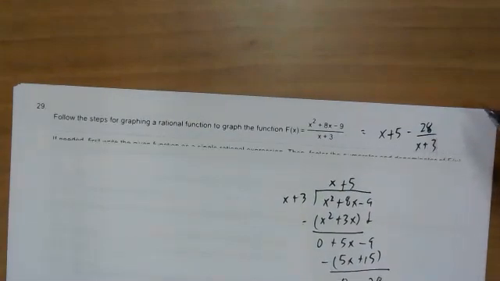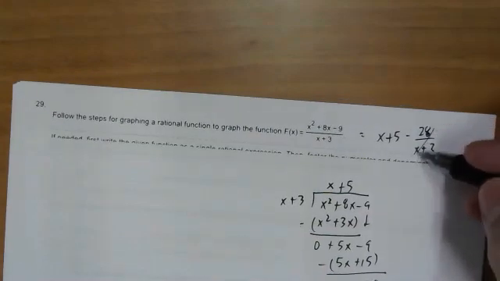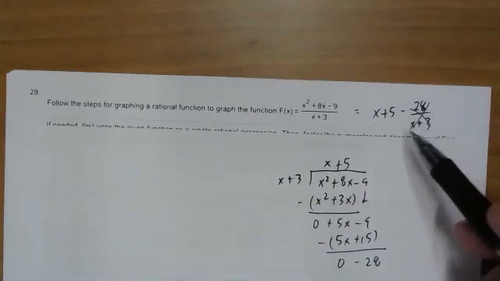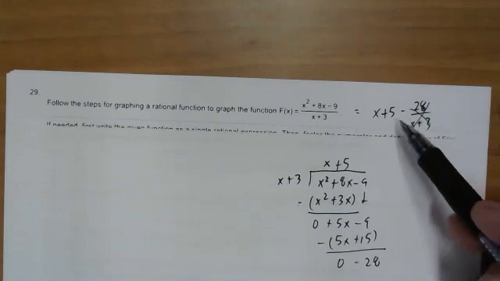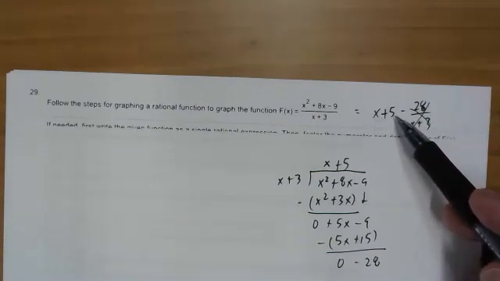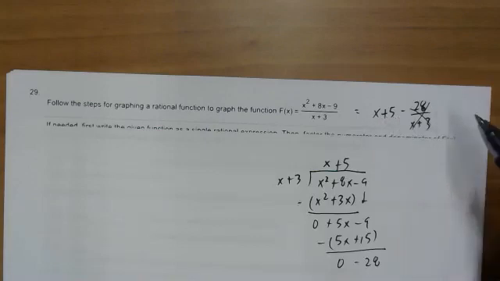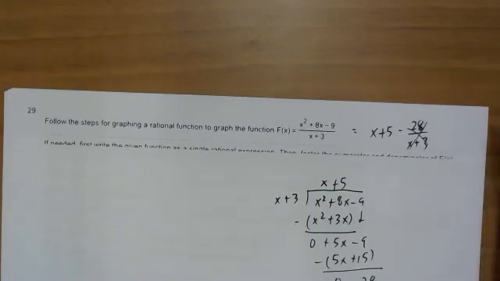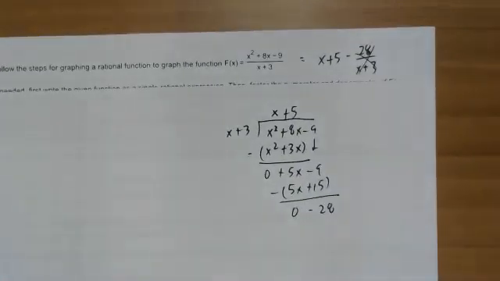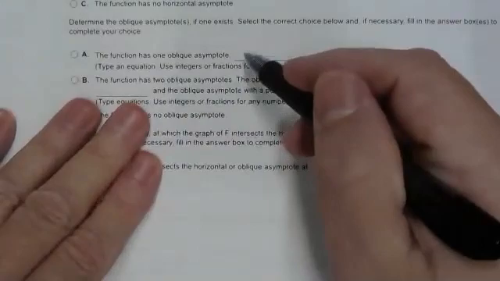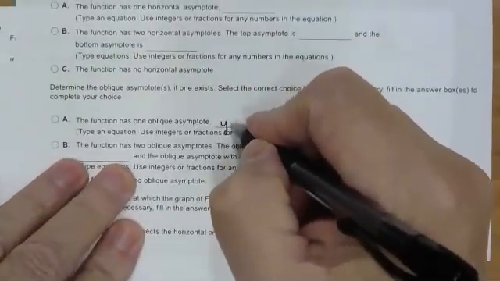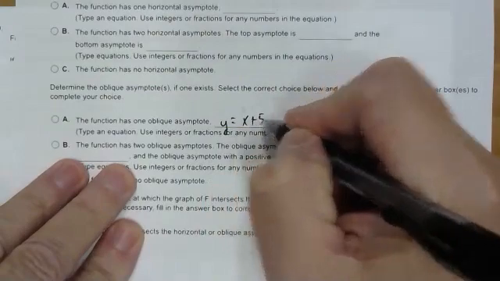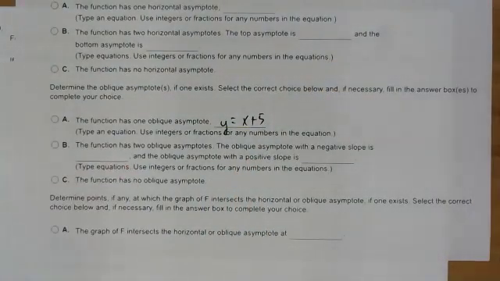Now for the oblique asymptote, this fractional part goes away, and this becomes the equation of your oblique asymptote. It's just a slanted line, x plus 5. So for the oblique asymptote question, it has one oblique asymptote, and the equation is y equals x plus 5. And if you were looking at the graph, well, I'm not going to worry about that now.